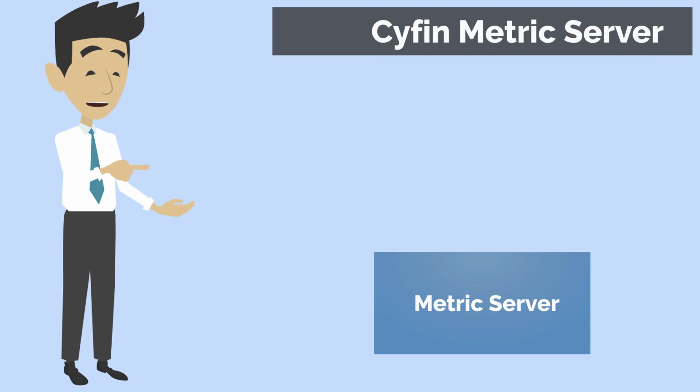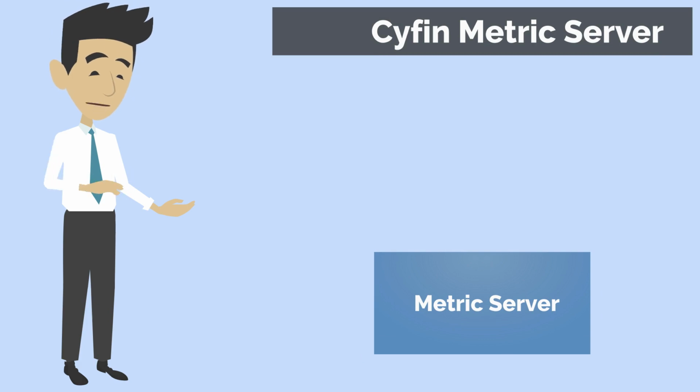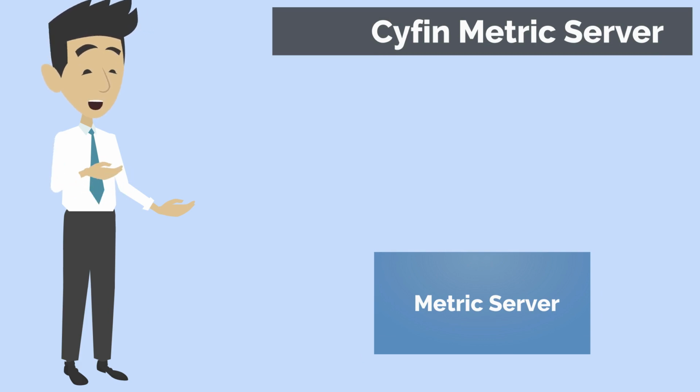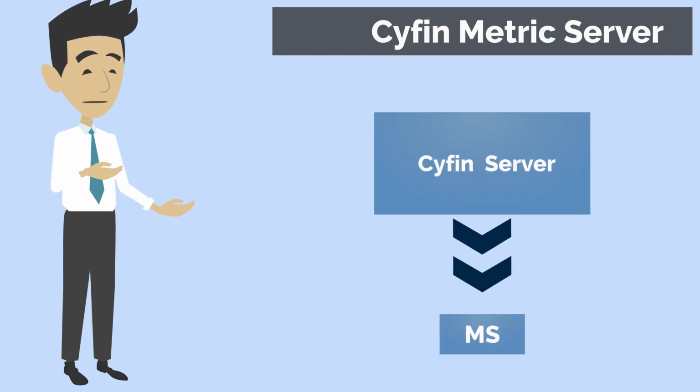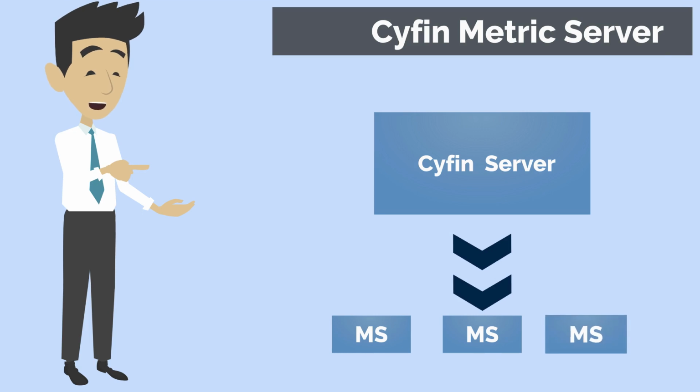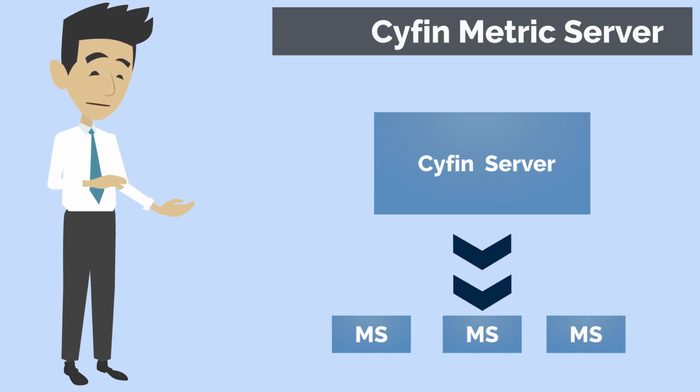The metric server is where all the ingested data is stored. The metric server is a highly distributed and scalable data storage system that can be easily scaled for your needs. If your data storage needs increase, you simply add additional metric servers to your configuration.